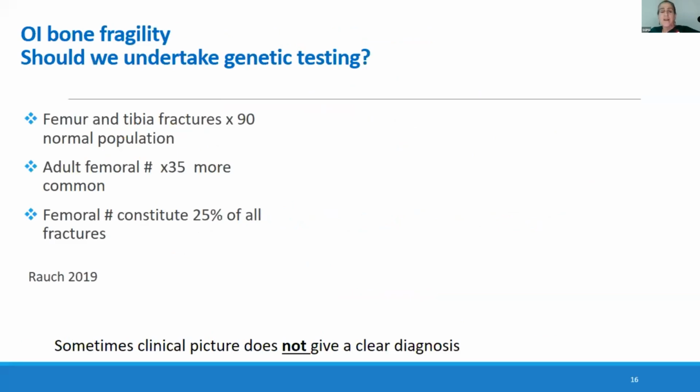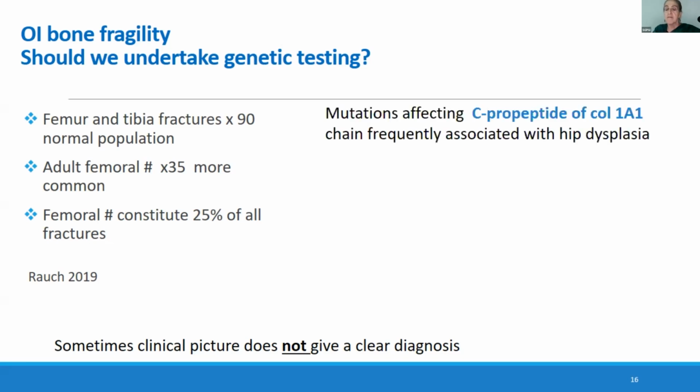Do we need to undertake genetic testing? Sometimes the clinical picture doesn't give a proper diagnosis. Femur and tibia fractures are much higher than the population, particularly in adults as well as children, and the majority of people with some form of OI have femoral fractures at some time in life.